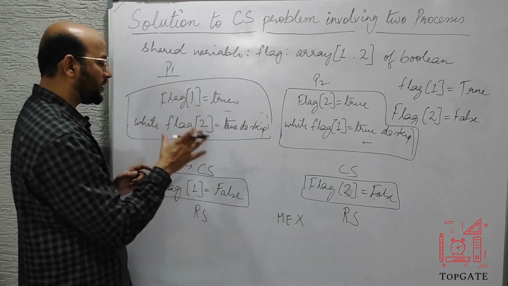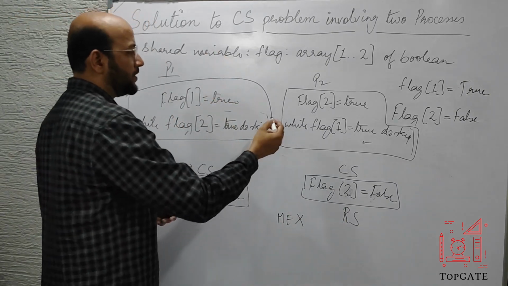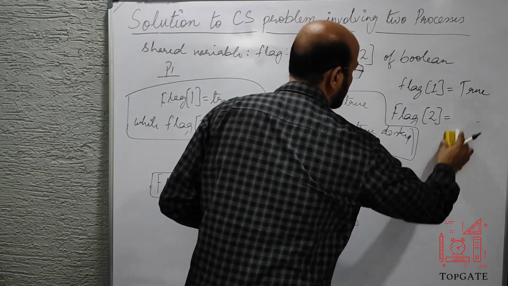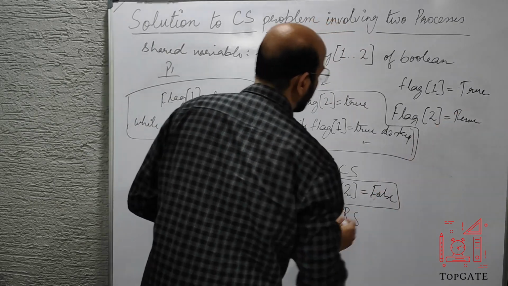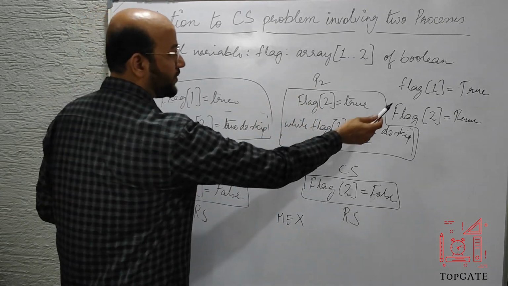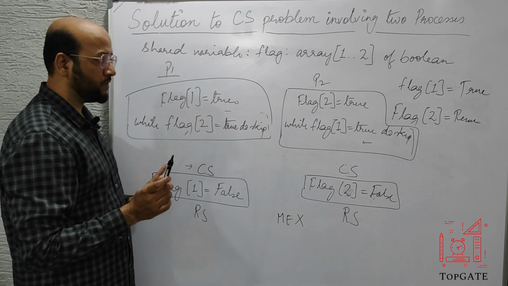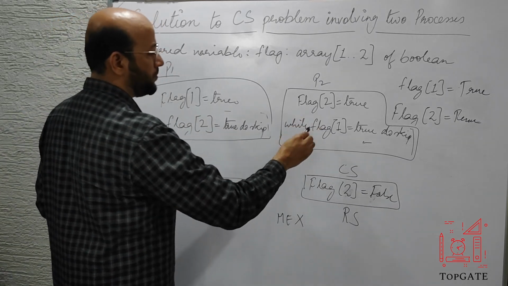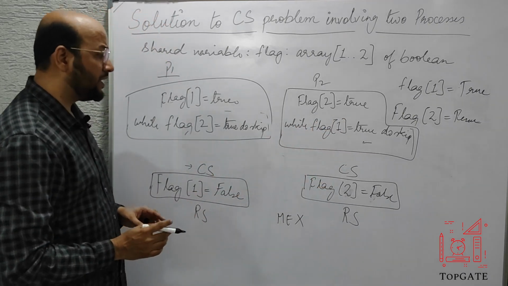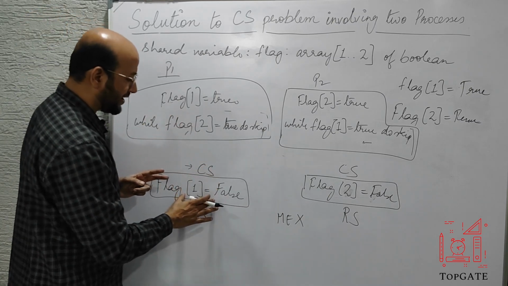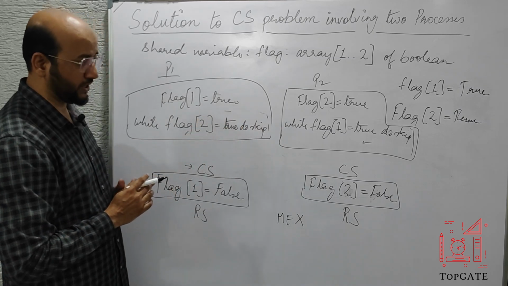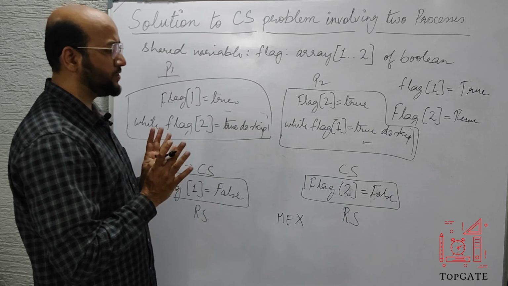Clear? So while P1 was executing in the critical section, P2 comes. P2 will write flag 2 is equal to true, so this will be changed to true. Then it will execute while flag 1 is equal to true, do skip. And what is the value of flag 1 right now? Flag 1's value is true right now. Therefore this while loop will not be broken. It will continue to skip in the while loop. Clear? And it will not be able to go to the critical section unless and until P1 comes out of the critical section and sets the value of flag 1 to false; only then will P2 be allowed to go to the critical section. So in this one, mutual exclusion is satisfied.